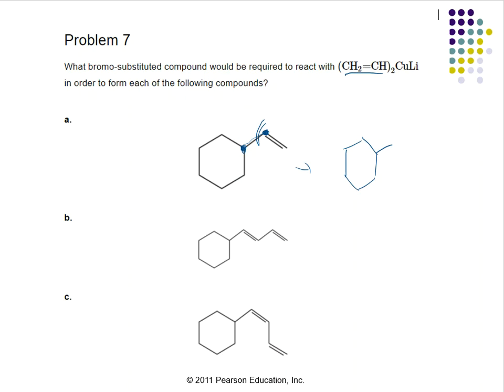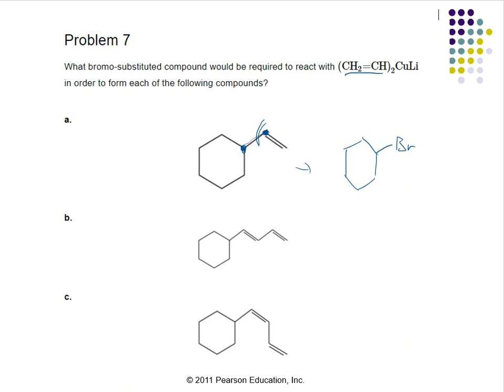Well, that bond is now going to go to my bromine. So, folks, there you go. That is going to be the bromo-substituted compound that needs to be reacted with that Gilman to give me that product. All right, so let's take a look at B.